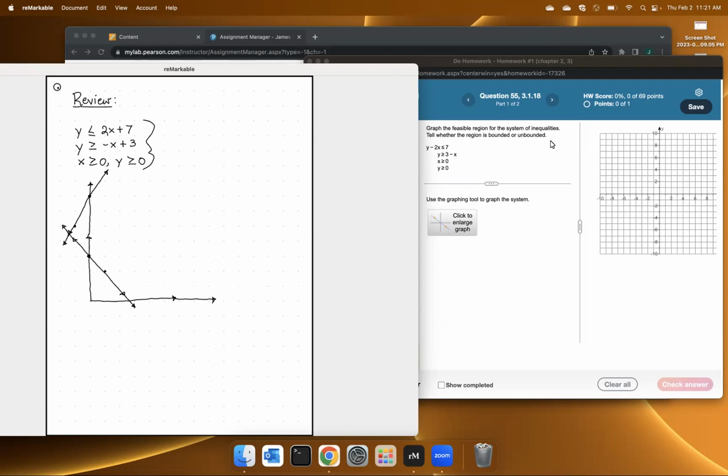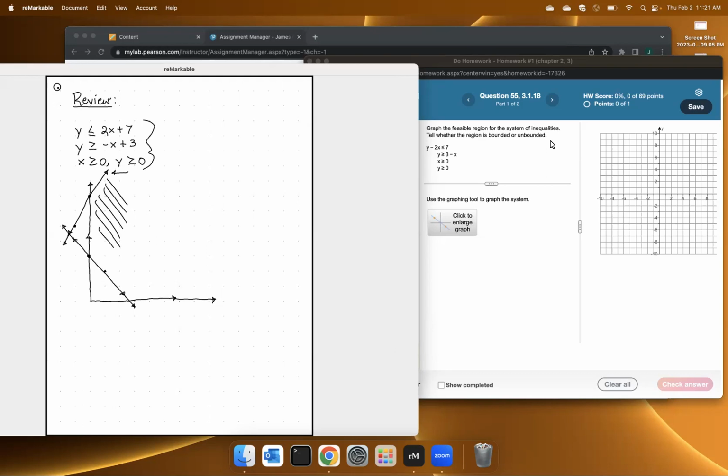The first equation says that we're looking for points whose y coordinate is less than or equal to the points on the line 2x plus 7. That's this line up here. So points who have a y coordinate that's less than or equal to that line are points below it. So this way.